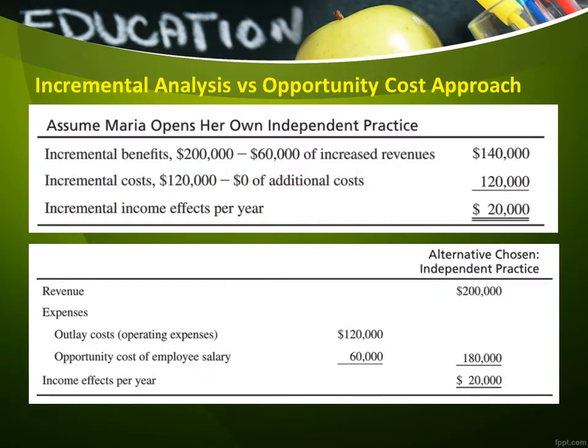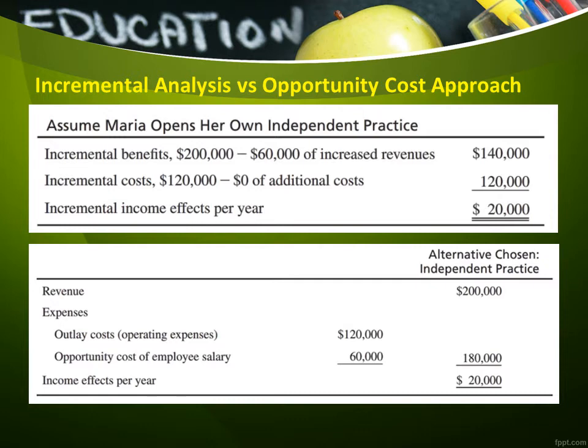Now let us observe how we come up with incremental analysis and compare it with the opportunity cost approach. Assume Maria opens her own independent practice. She would make $200,000 in a year if she opens her own practice, and we deduct $60,000, which is how much she makes in a year as an employee. So there will be an increase in revenue of $140,000 less the incremental cost of $120,000, so the incremental income effect per year is $20,000.